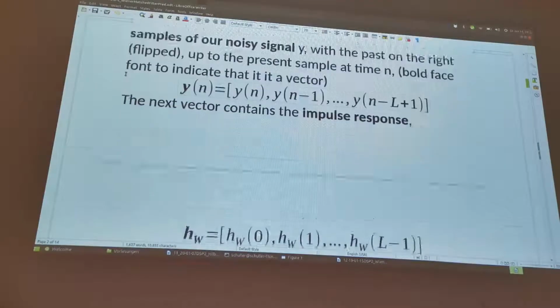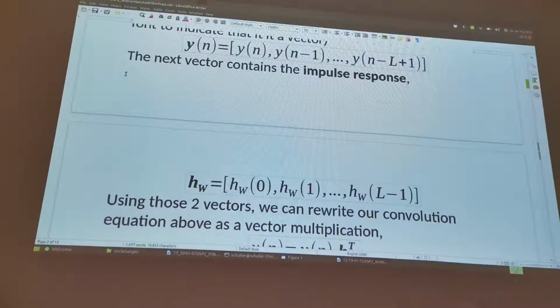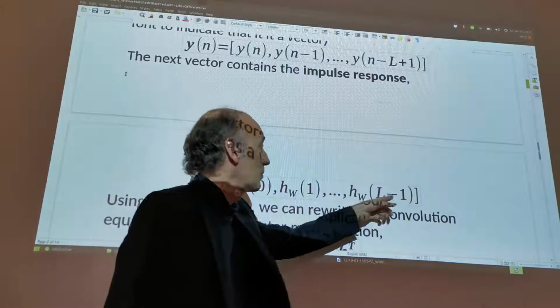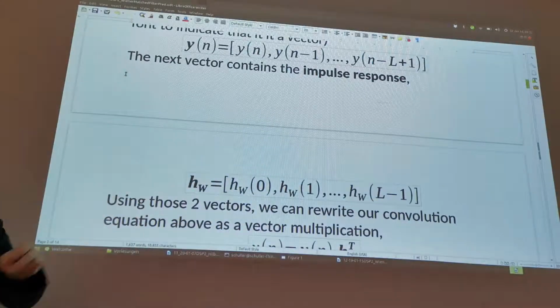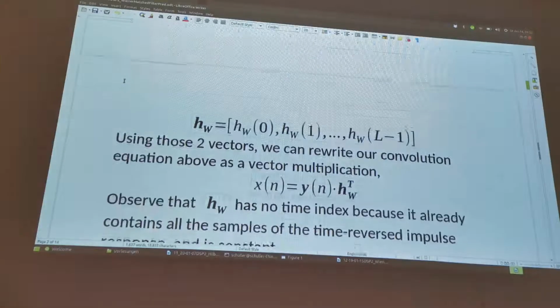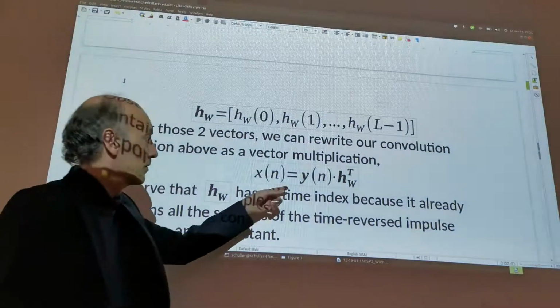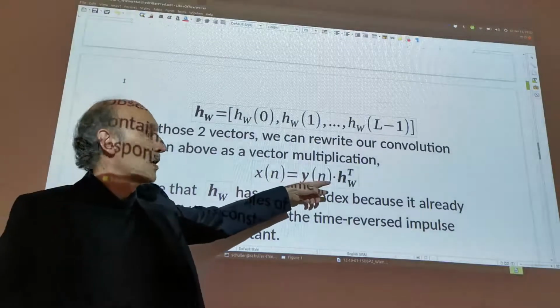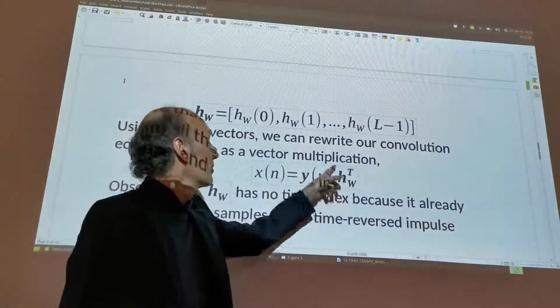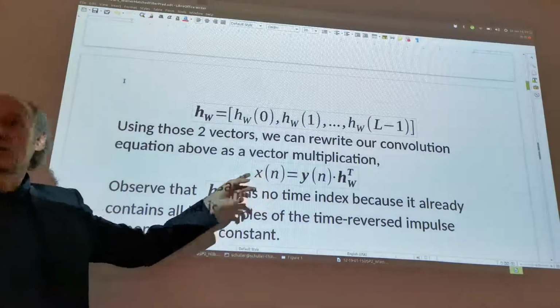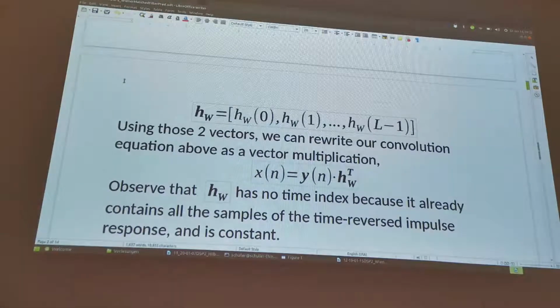Then the next vector contains the impulse response, like this. Now we count up, so it goes from coefficient 0 up to coefficient L minus 1. So this contains our still unknown filter coefficients for the Wiener filter. And using those two vectors, we can now rewrite our convolution as a vector multiplication. So here is the vector of the L past samples, and we multiply it with our L coefficients. And out comes the current predicted sample, x of n.